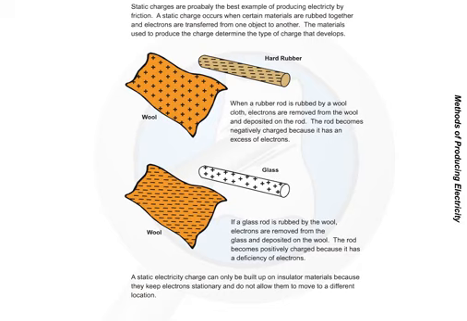If a glass rod is rubbed by the wool, electrons are removed from the glass and deposited on the wool. The rod becomes positively charged because it has a deficiency of electrons. A static electricity charge can only be built up on insulator materials because they keep electrons stationary and do not allow them to move to a different location.